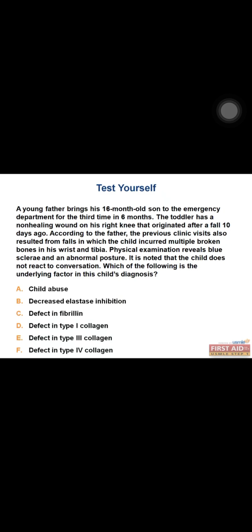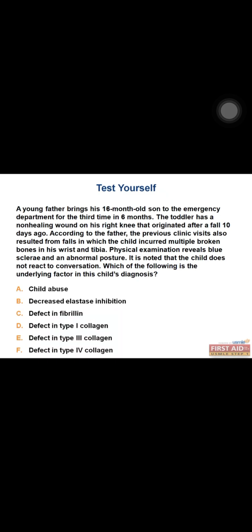Physical examination reveals blue sclera and an abnormal posture. It is noted that the child does not react to conversation. Which of the following is the underlying factor in this child's diagnosis? So go ahead and pause the video if you want some time to think about this.